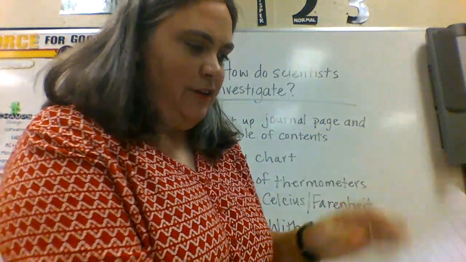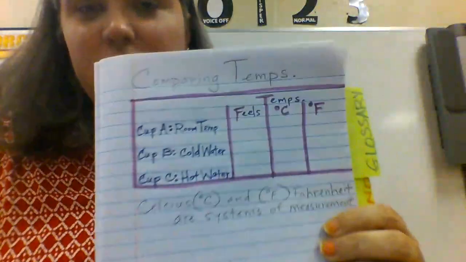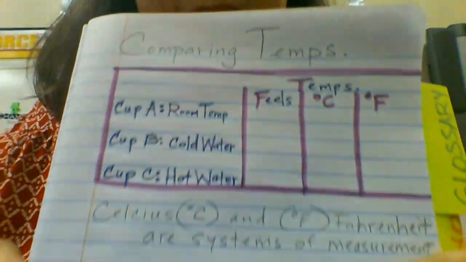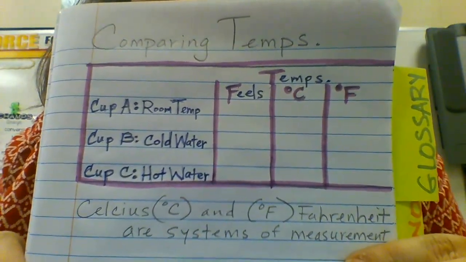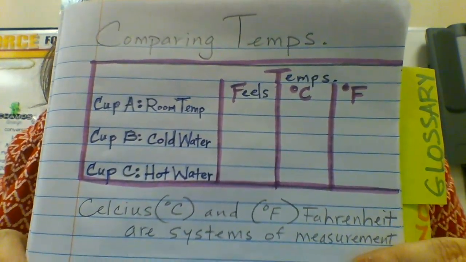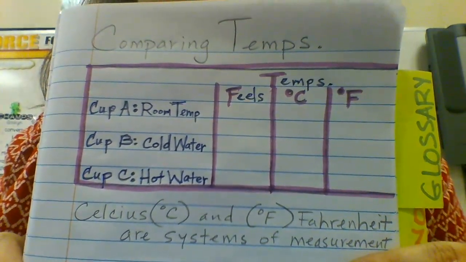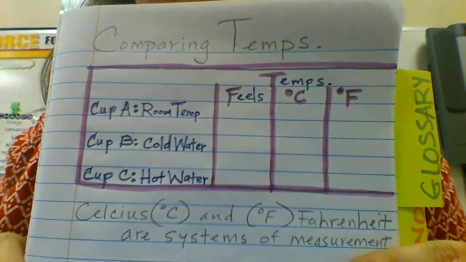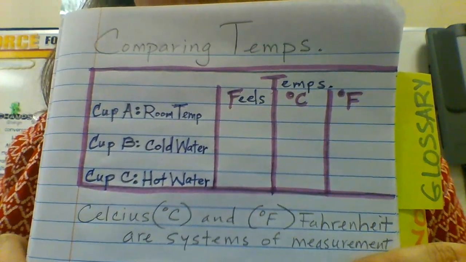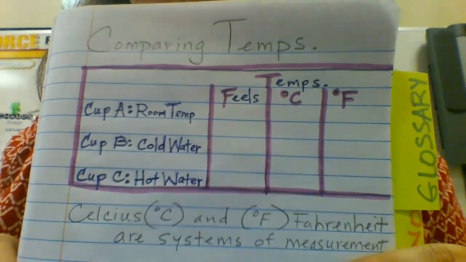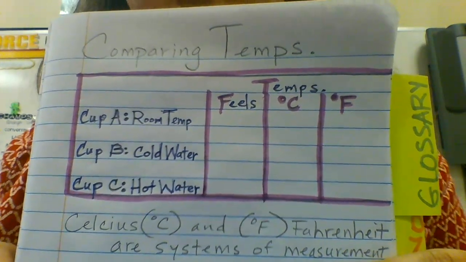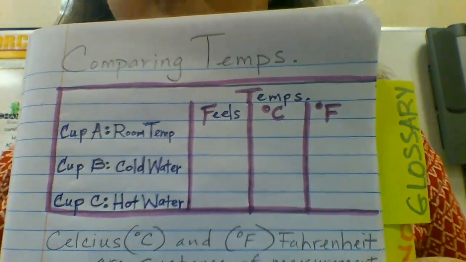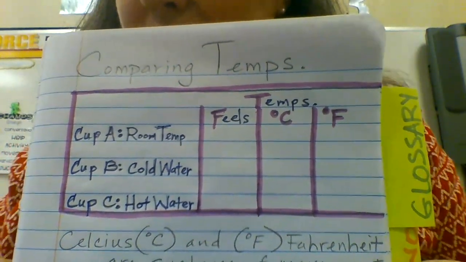And if you're coming back to us, the next thing you need to do is create your journal page. The title at the top is Comparing Temps. And then I need you to create this chart. I outlined it with a purple highlighter and wrote in pen so you could see it a little darker, but I would prefer you please to write in pencil. If you outline your chart with a marker or a highlighter, that's fine.